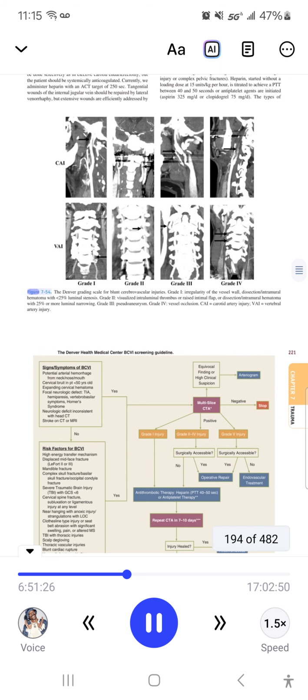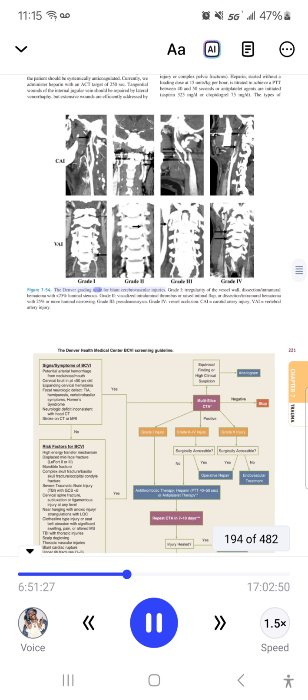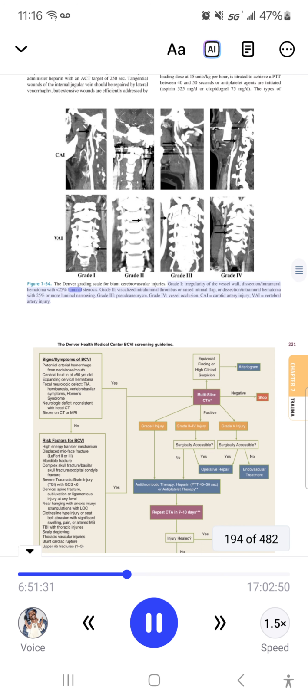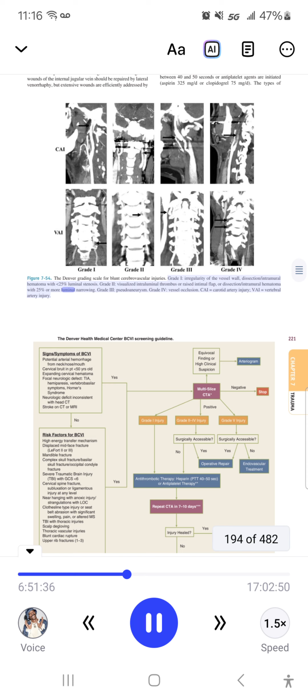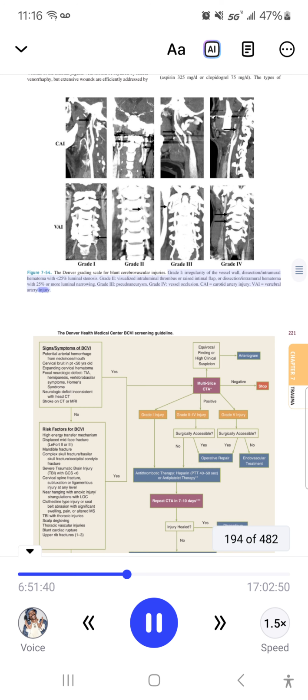Figure 75-4. The Denver Grading Scale for Blunt Cerebrovascular Injuries. Grade I, irregularity of the vessel wall, dissection/intramural hematoma with less than 25% luminal stenosis. Grade II, visualized intraluminal thrombus or raised intimal flap, or dissection/intramural hematoma with 25% or more luminal narrowing. Grade III, pseudoaneurysm. Grade IV, vessel occlusion. CAI equals carotid artery injury. VAI equals vertebral artery injury.